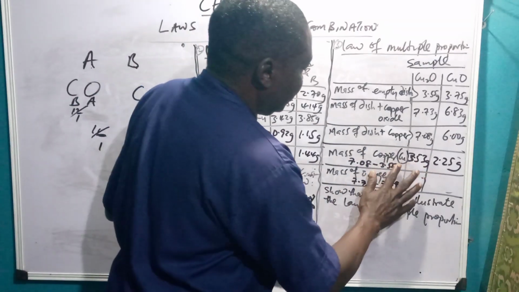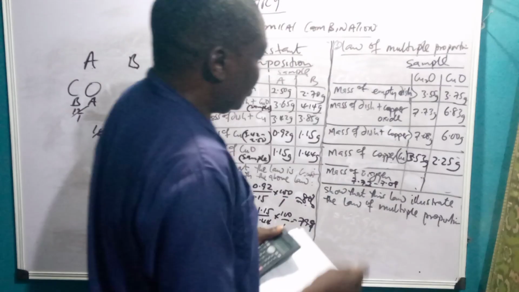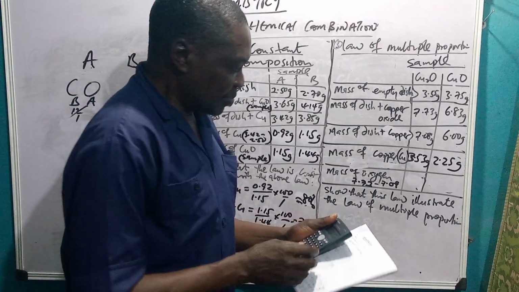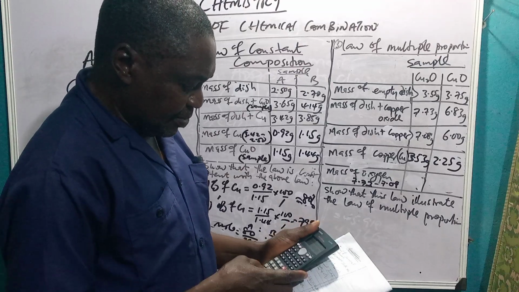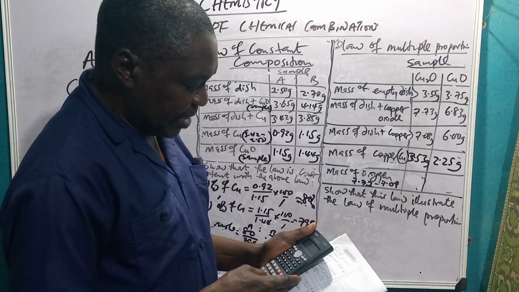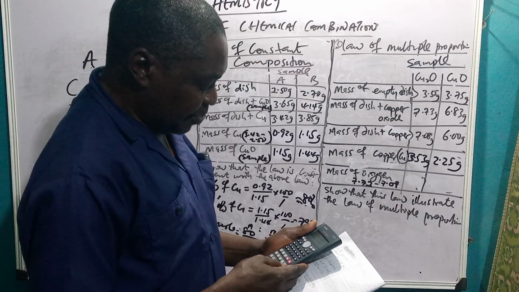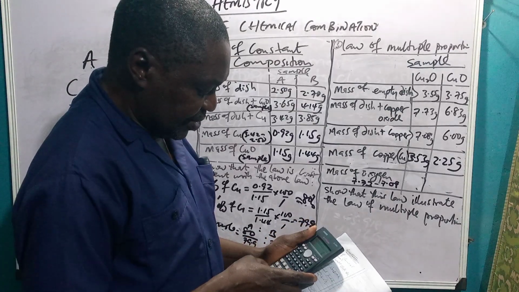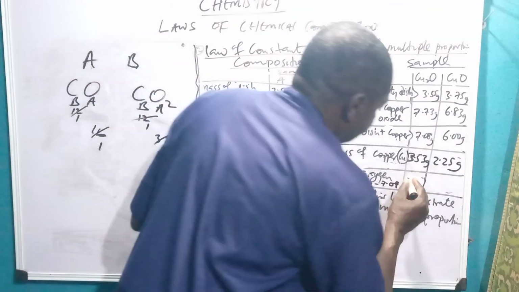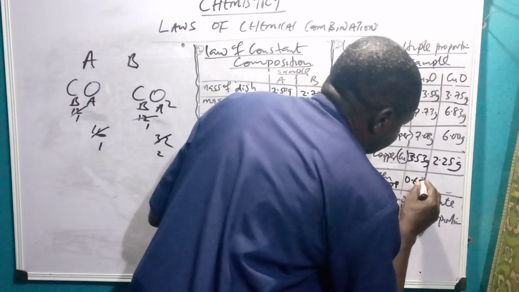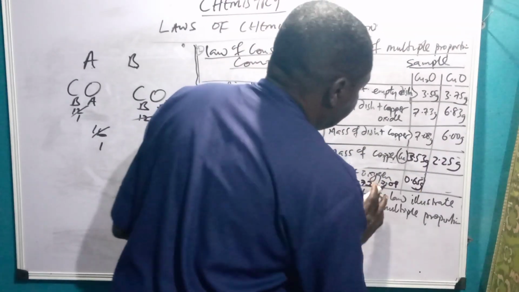We are doing it separately. So let's see: 7.73 minus 7.08 gives you 0.65. 0.65 gram. We also do the same to the other one.